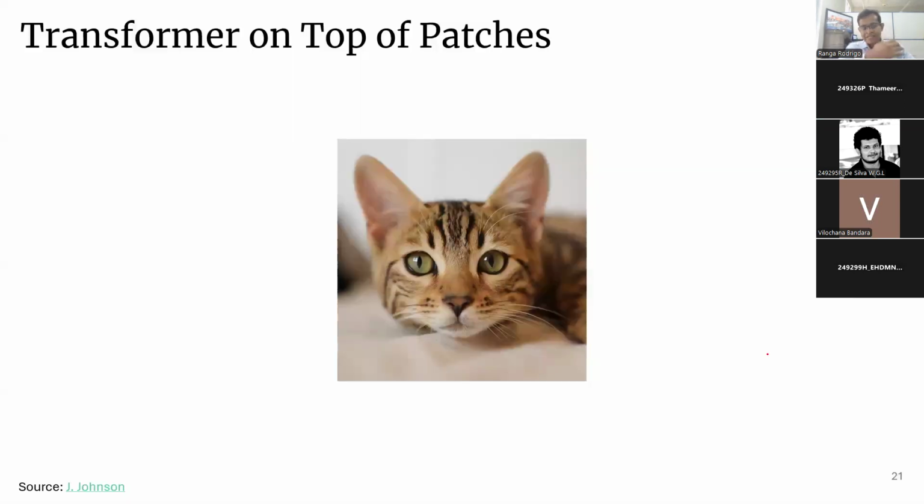Okay, now we've looked at the transformer architecture. We looked at a few ways of using this transformer architecture in language models. Now let's go to how it is applied to computer vision, because that is what we are studying.